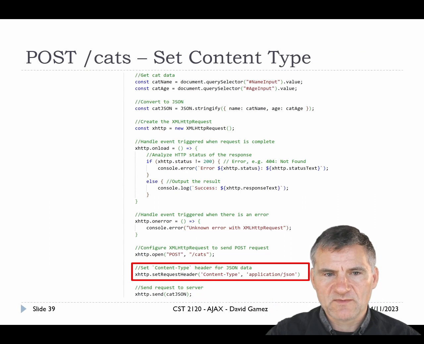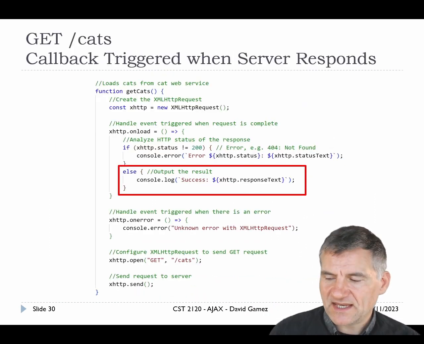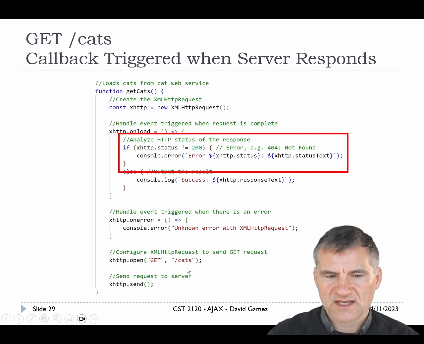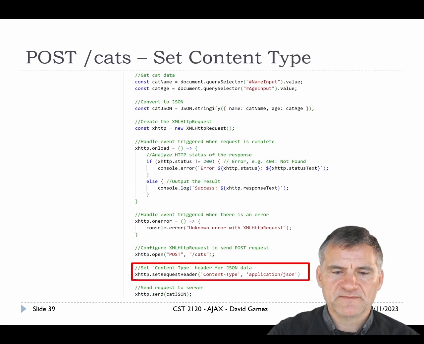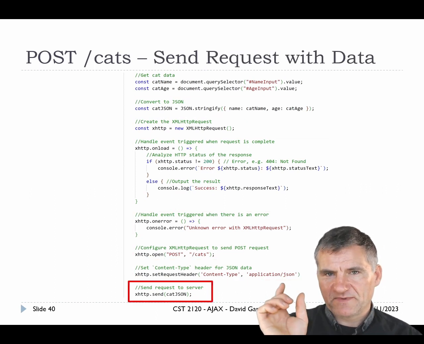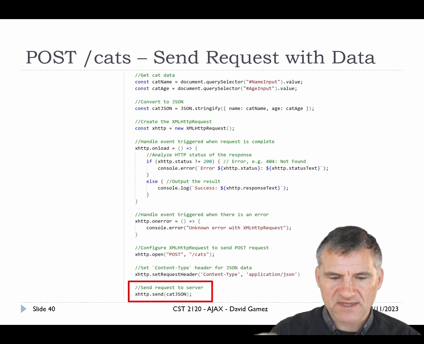So if you remember, when we go back to the GET, send is empty. If you look here, we're not sending anything there. But when we come to POST and we send, we have to specify the data that we want to be copied into the body of the HTTP message. And that's why cat JSON is being sent there to the server.